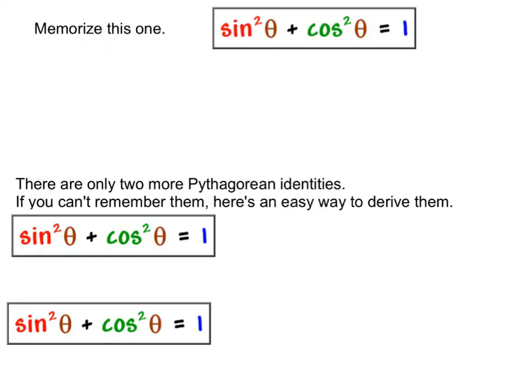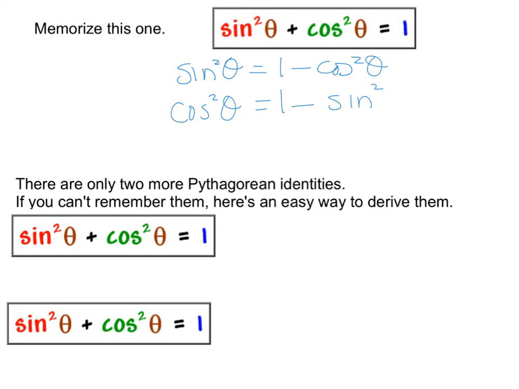Now, the cool thing is, once you have this one memorized, you can also derive other identities. So for instance, if I want to know what sine squared theta is, I'm just going to subtract. So I do 1 minus cosine squared theta. If I want to know what cosine squared theta is, I could replace it with 1 minus sine squared theta. So now I've derived 2 more identities, but do I need to memorize them? No. I can just use algebraic techniques to figure out what they are. So if I see this in a problem, I could replace it with cosine squared, and vice versa.